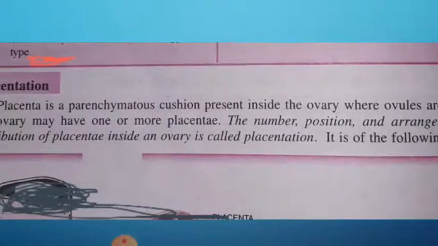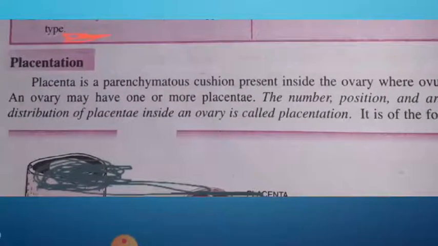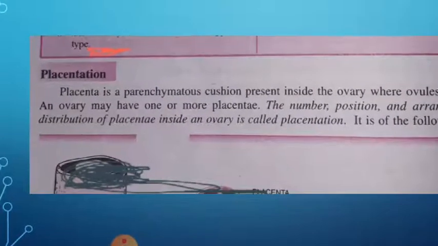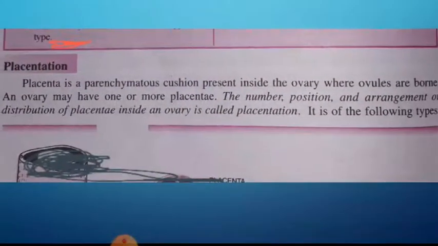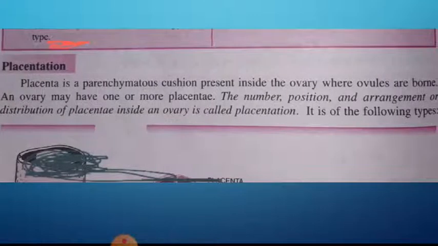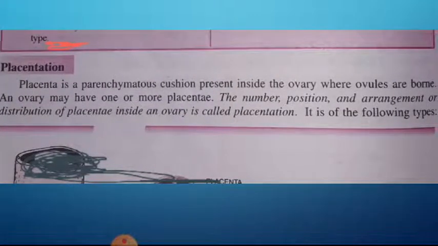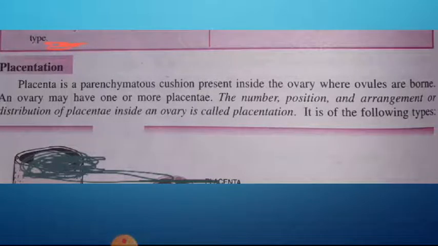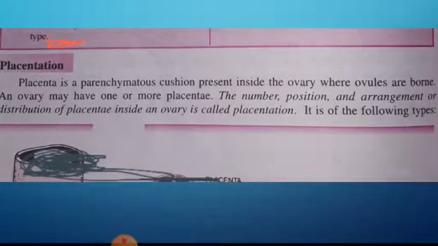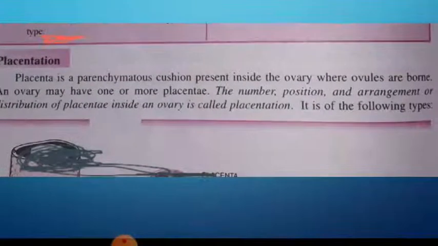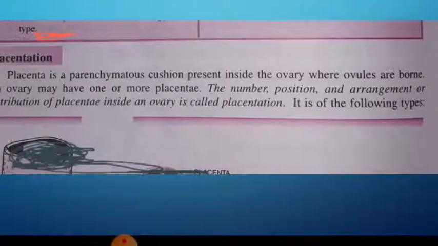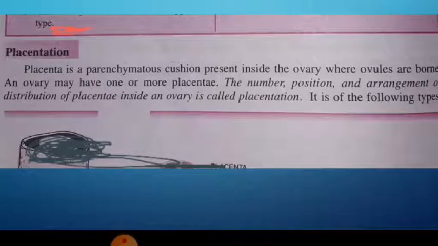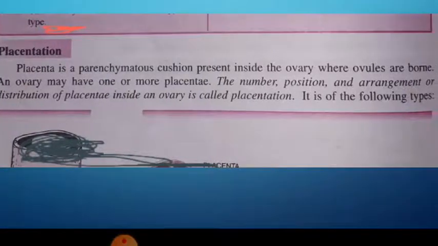Placentation is the distribution or arrangement of placenta inside the ovary. What is the meaning of placenta? Placenta is a parenchymatous cushion present inside the ovary, where the ovules are born. An ovary may have one or more placenta. In some cases there may be one, in other cases more. So the number, position, arrangement and distribution of placenta inside an ovary is called placentation.